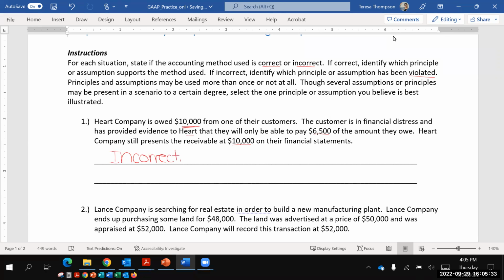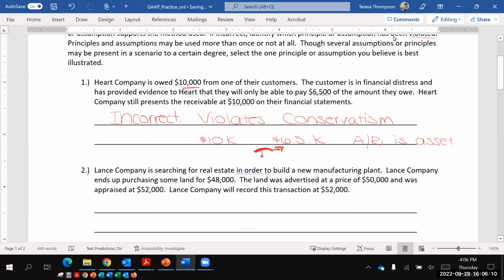And of course, there is a rule to back that up. It violates the conservatism constraint, which is if we have two options, here's the 10K and the 6.5K, it says select the option that's least likely to overstate assets. And accounts receivable, as we remember from last chapter, is an asset.